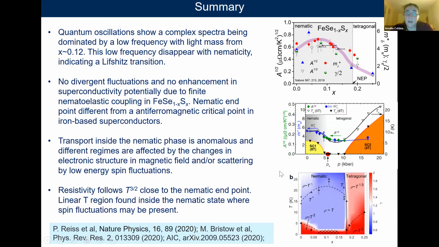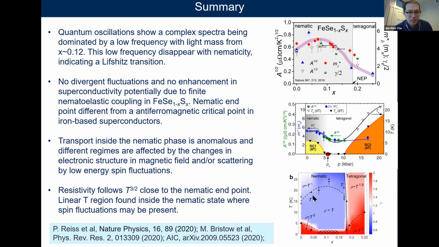suggesting that this type of fluctuations are possibly quenched by the interaction with the lattice. And from the transport point of view, inside the nematic phase, things are indeed very complex, but just outside, we find a region where resistivity follows a 3/2 power law, and linear T behavior is in the vicinity, inside the nematic phase over a limited regime. And again, we believe that this linear T is likely to be associated with spin fluctuations, which has been assigned also in other systems.